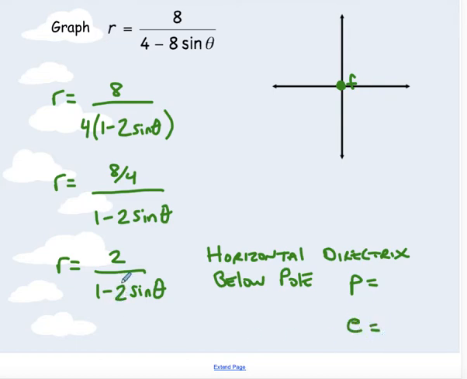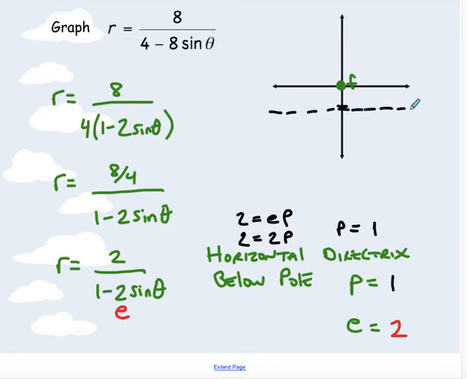E is nice and easy. That's the thing in front of the sine or the cosine. So right away I know that E is 2. Now the top of the equation is E times P. So this top of the equation, 2, should equal E times P, and I just figured out that E was 2. So that means that P has to equal 1. So I have a horizontal directrix below the pole by 1. So 1 tick mark below the pole, that's my horizontal directrix.